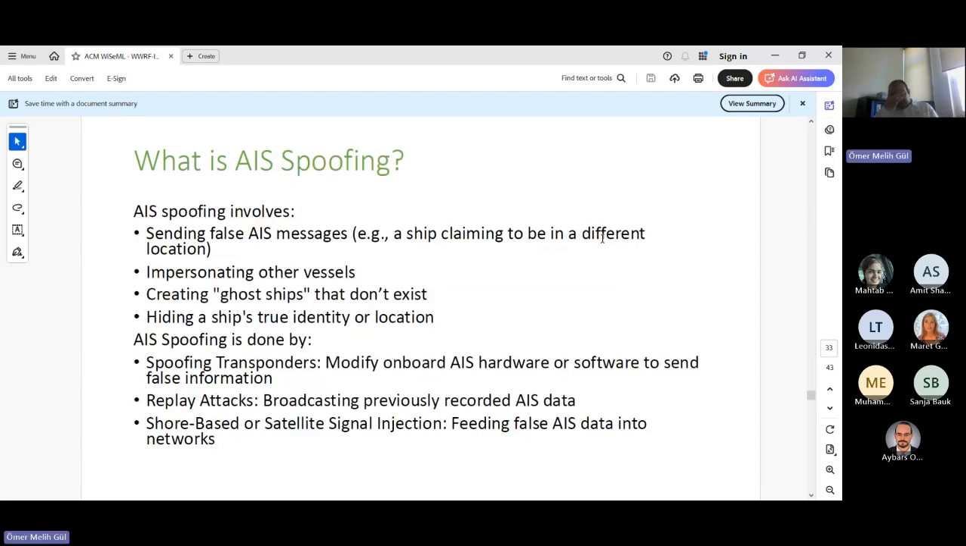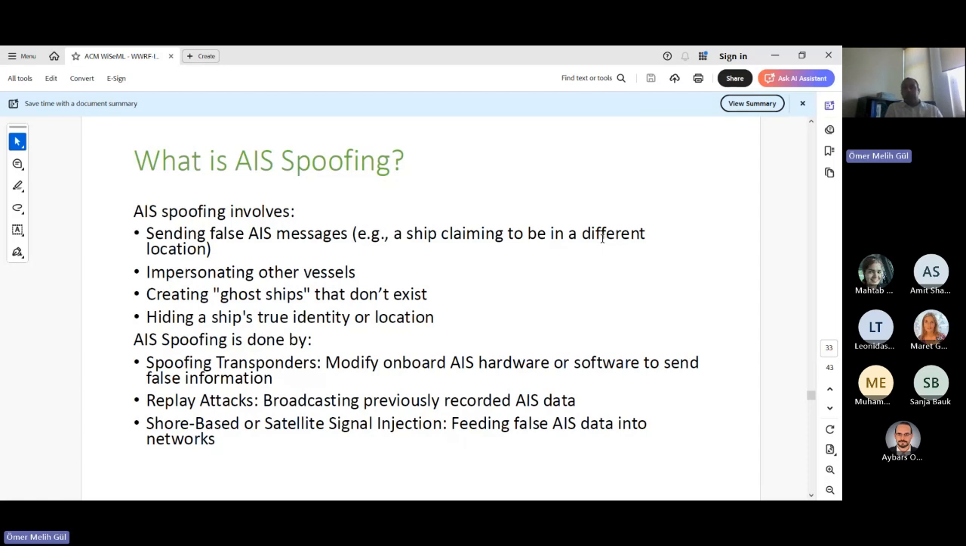And what is AIS spoofing? Sending some AIS message, but a false message. A ship claiming to be in a different location. So you try to mislead the receiver, right? Or impersonating some other vessels. You try to mislead others.